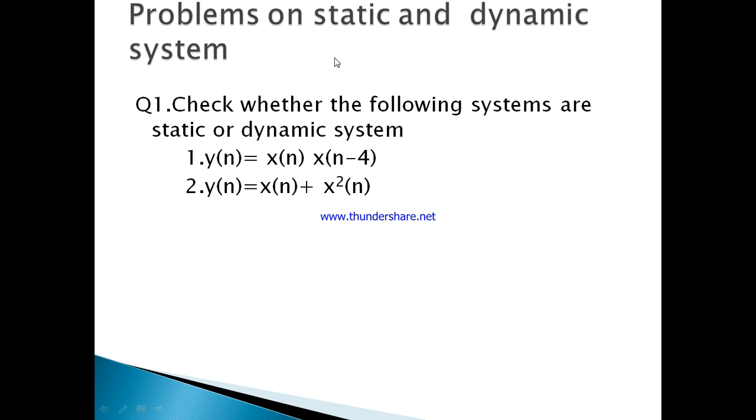Next, here we have the problems on static and dynamic systems. First problem: y of n equals x of n into x of n minus 4. So this is the present input and this is a past input. So the first one is a dynamic system, right?